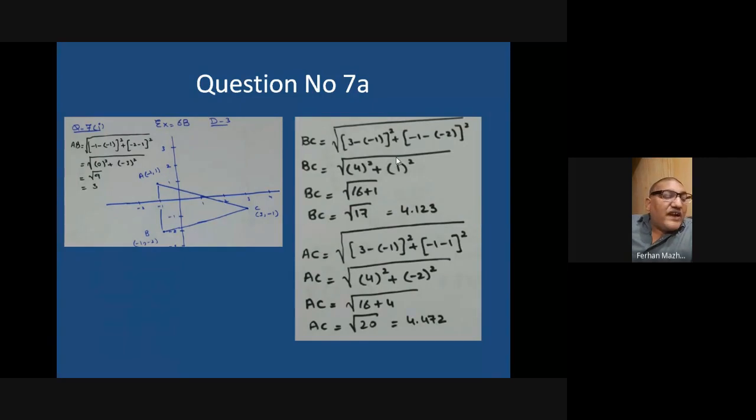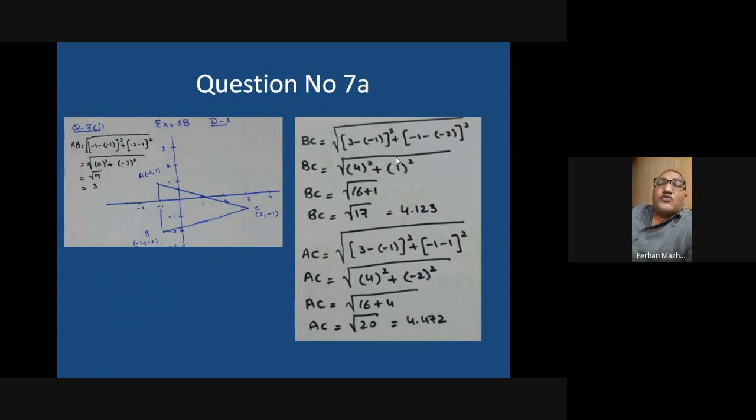Then the question is find the length of BC. On your screen, you can see we have done the length of BC. The two points B and C, their coordinates are given. Apply the distance formula: x2 minus x1 whole square plus y2 minus y1 whole square and square root on top of that. So you will have 3 minus minus 1 whole square plus minus 1 minus minus 2 whole square. So 3 plus 1 will be 4. 4 square will be 16.